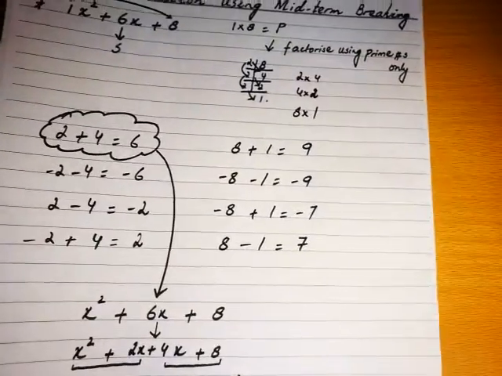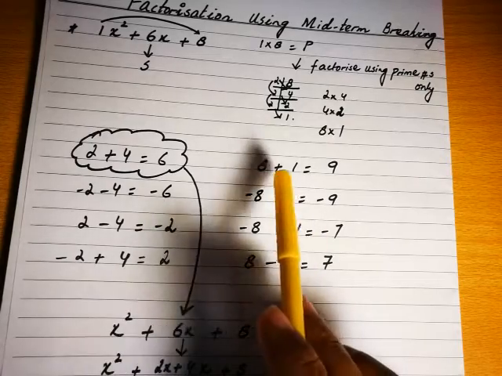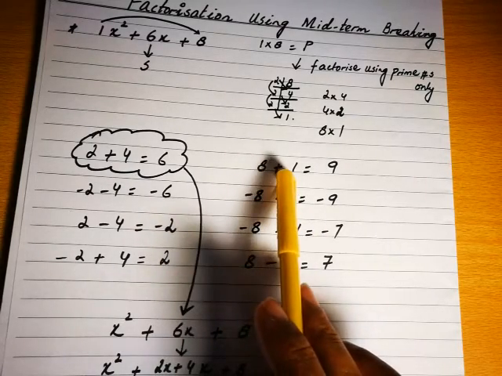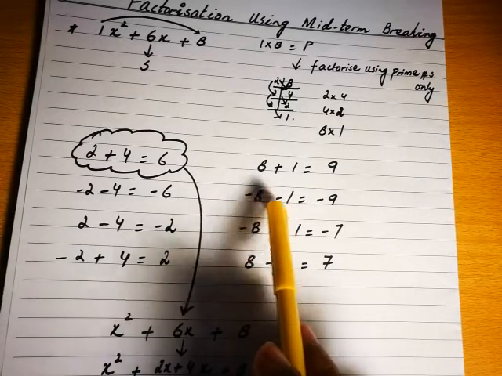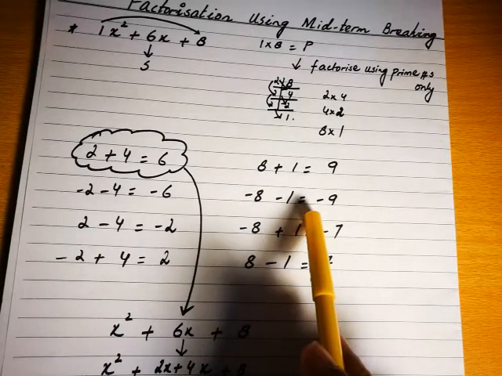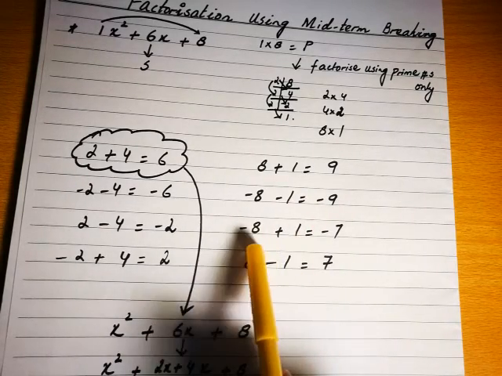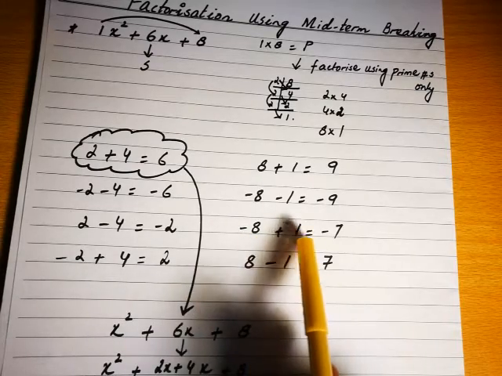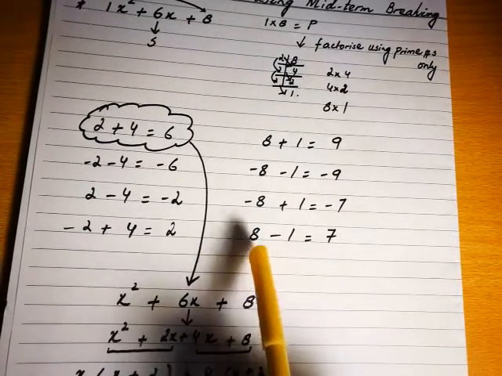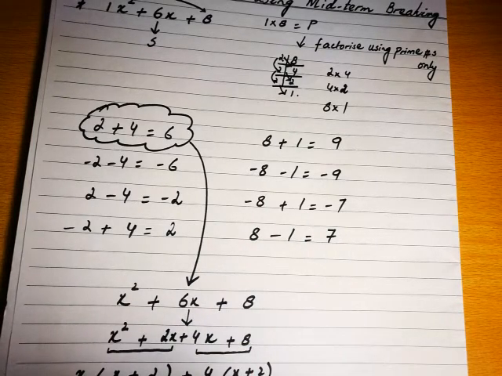Supposingly I am taking 8 and 1. If I am taking 8 and 1, I am having 4 options. I can have plus 8 plus 1, that will give me plus 9. If I am having minus 8 minus 1, I am going to add the terms but the answer sign will be negative. Negative 8 plus 1, opposite signs, I'll subtract them. So minus 8 plus 1 will give me minus 7. But plus 8 minus 1 will give me plus 7.